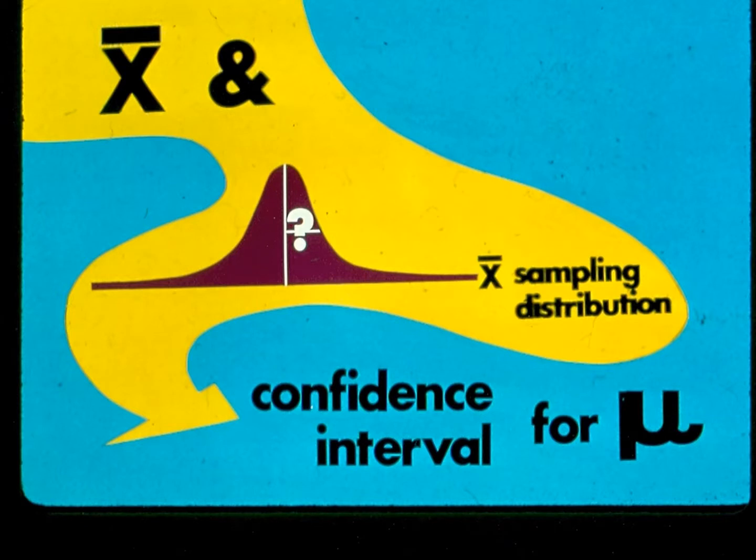X bar and something else must go together to make up a confidence interval for mu. X bar is a good starting point for estimating mu, but using X bar alone is somewhat unreliable since its value varies from sample to sample. However, we can get a measure of the variability of X bar by looking at the sampling distribution of X bar. We can then take the variability into account along with X bar to obtain a confidence interval.